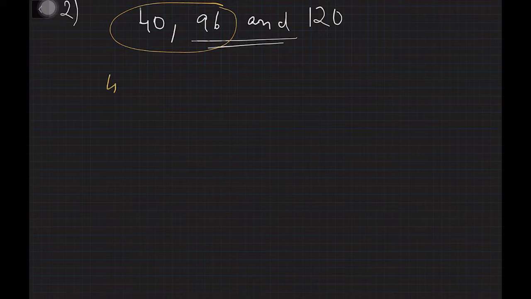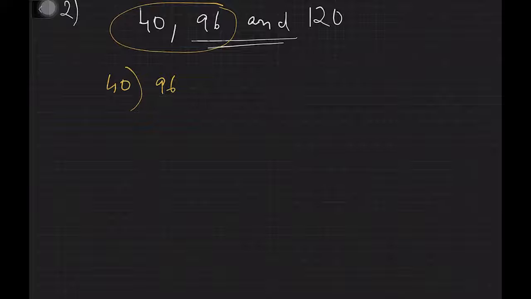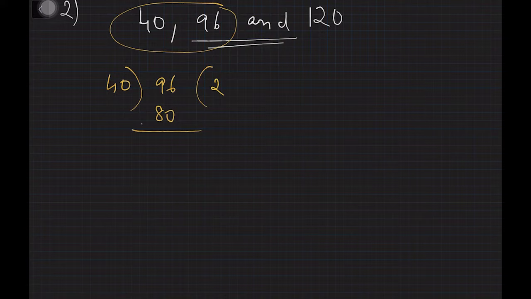So the least number is considered as the divisor. The next number, the bigger number, is considered as the dividend. Now 40 twos are 80 and we get a remainder of 16. We can't stop this division process here because 16 is not equal to 0, so the remainder is not 0. We still have to continue this process.